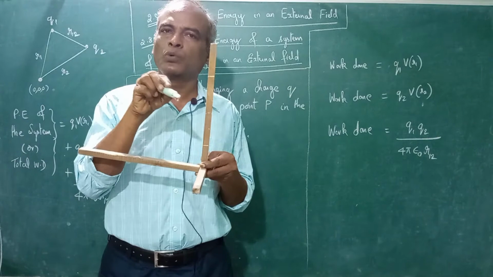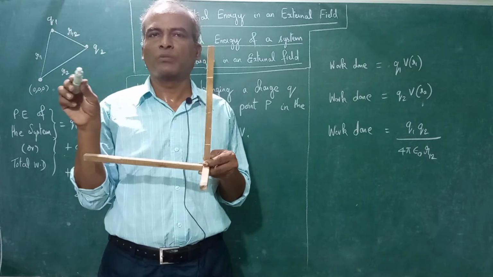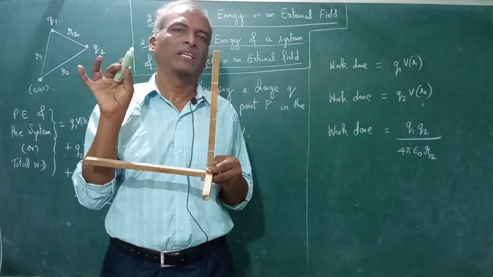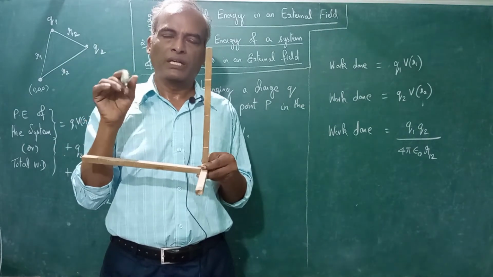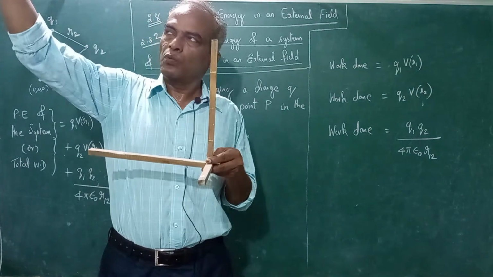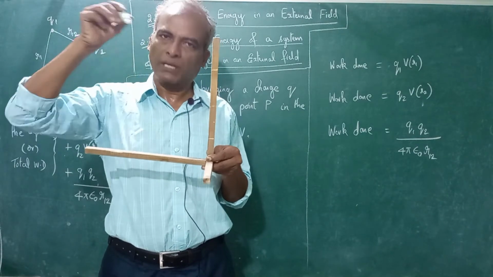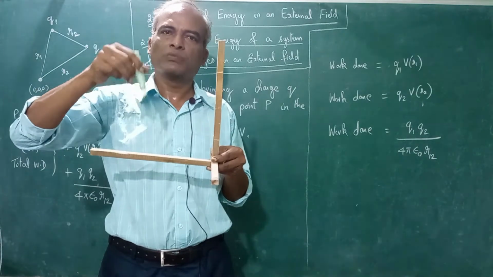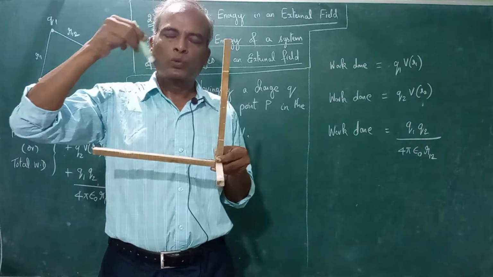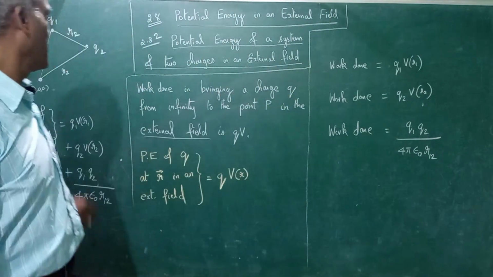So two cases have to be considered for Q2. For Q1 there is no problem at all because it deals only with the external field which is already there, whereas Q2 will experience a force and has to do work from infinity to this point in the external field, plus it will see a force because of the charge Q1. So it has to undergo two types of fields. That is what is being shown graphically.